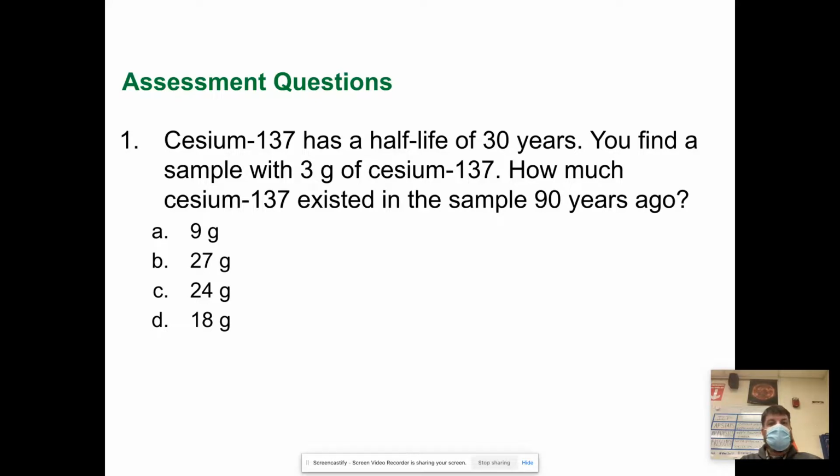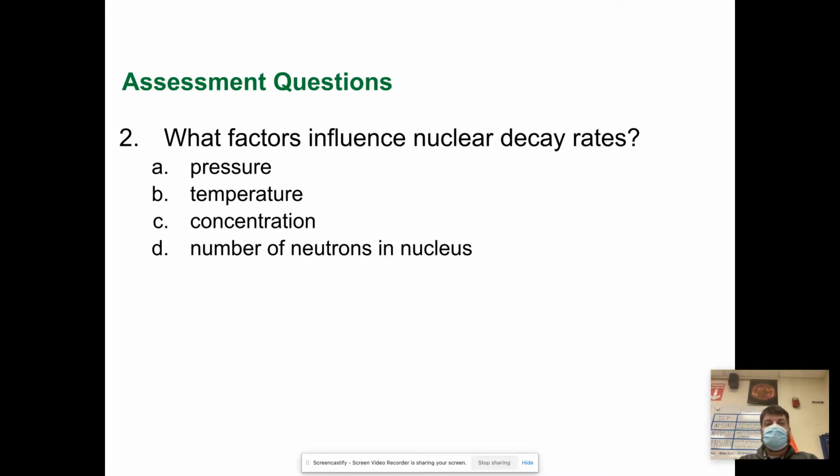Let me read this again. Has a half-life of 30 years. You find a sample with 3 grams. Oh, no, you got to go the other way. So you double it 3 times. So they're saying it has a half-life of 30 years. If they think that it existed 90 years ago, how much did it originally have? So you do the opposite. You would double it. So you would say 2 times 3 is 6. 2 times 6 is 12. 2 times 12 is 24. Get on my level. Okay.